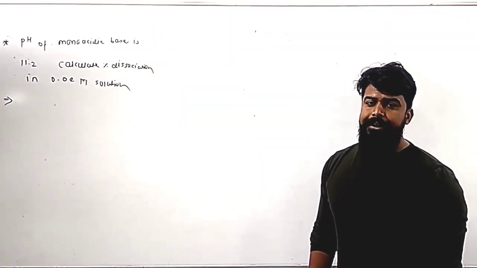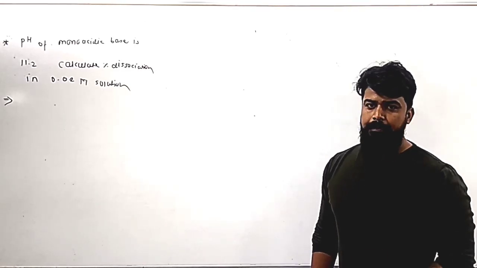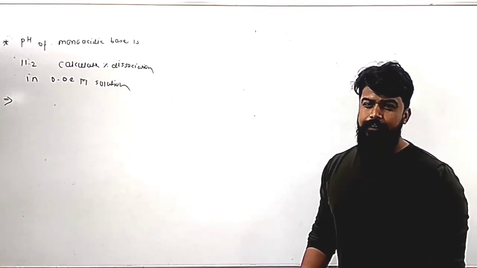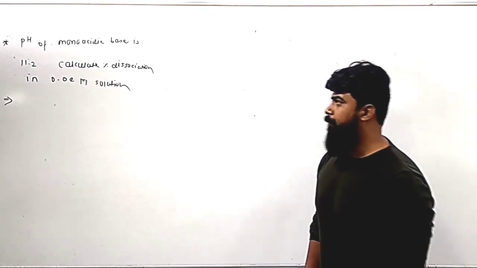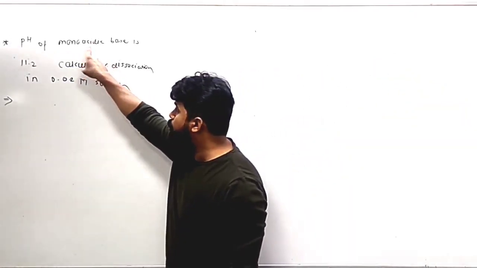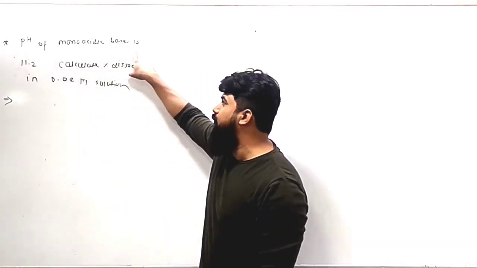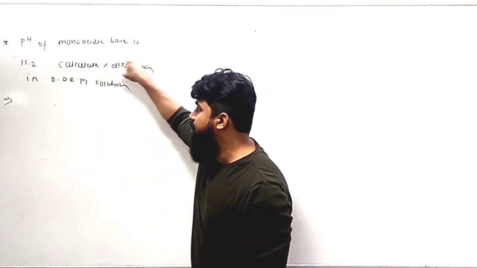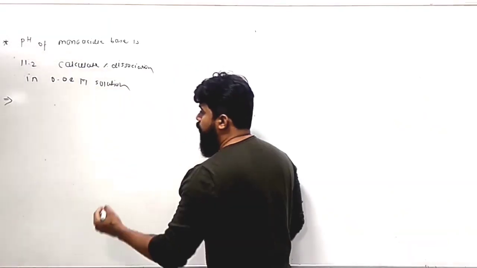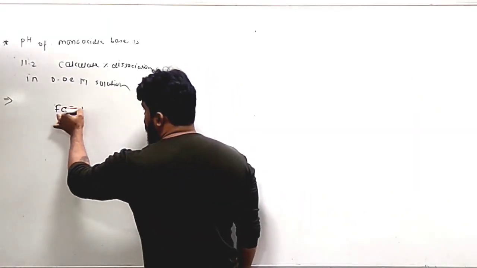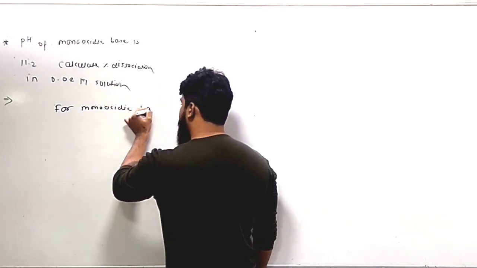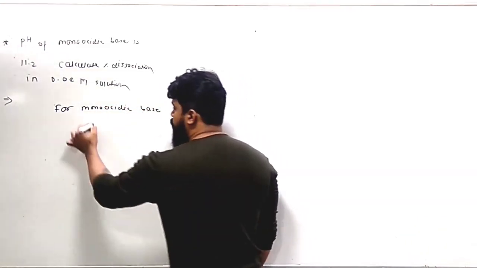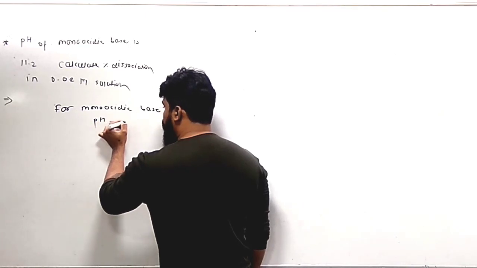Let's talk about the next numerical. In this numerical, we are going to calculate the percentage degree of dissociation if you know the value of pH or pOH. In the given numerical, which is written on the board, the pH of a monoacidic base is given. So focus on the term: we have the monoacidic base, and the magnitude of pH we have is 11.2.